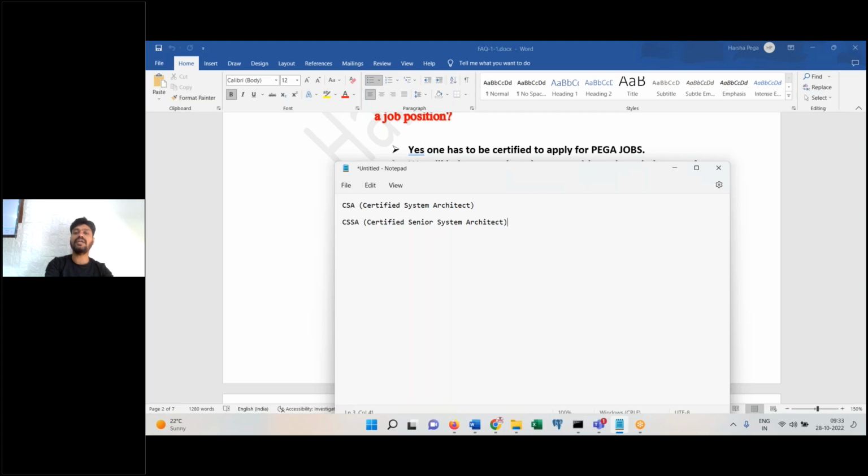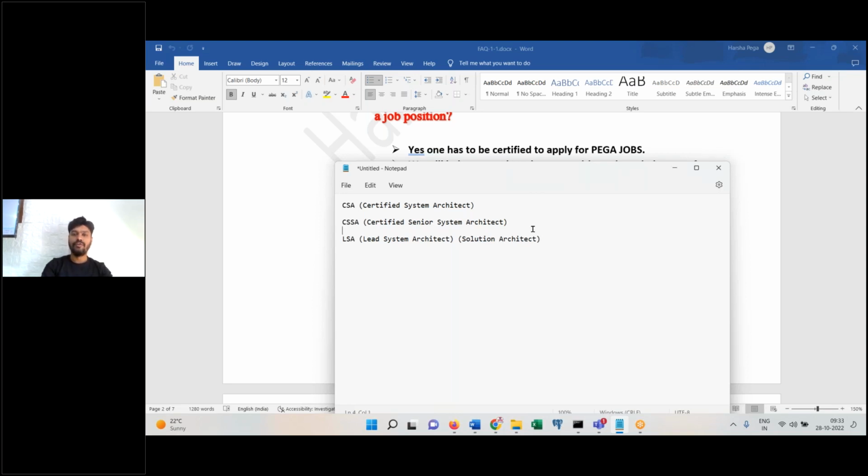You might have this question: which certification do I have to do? What are the certifications available? What is the cost of the certification? All this, right? I'm going to sort out all of those. LSA, what is this? Lead System Architect. So this is something like a solution architect. You are going to drive the project alone when you do this.